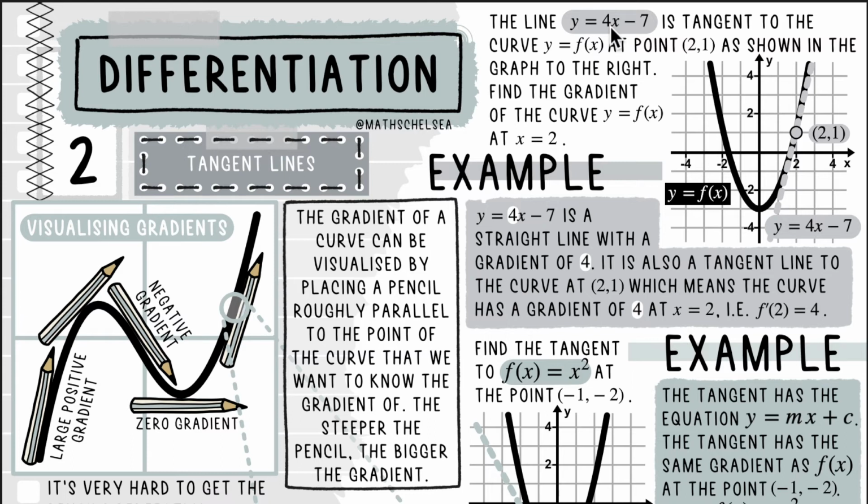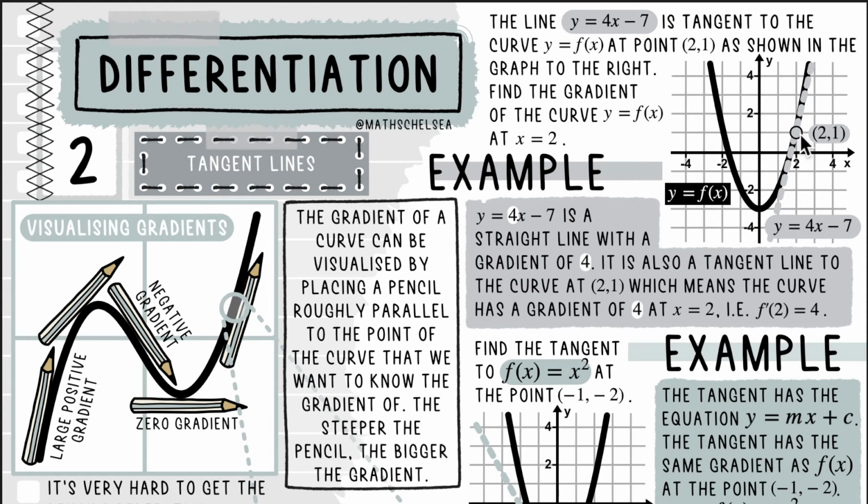So the line y equals 4x minus 7 is tangent to the curve y equals f of x, some curve, we don't know what it is, at the point (2, 1). And it's shown in this graph here. Black is y equals f of x, the curve, and the tangent line is this dotted line here, and the point where the tangent line and the curve meet is (2, 1). The question asks, can you find the gradient of the curve y equals f of x at x equals 2? So we want to find the gradient of this curve at x equals 2, which is here.